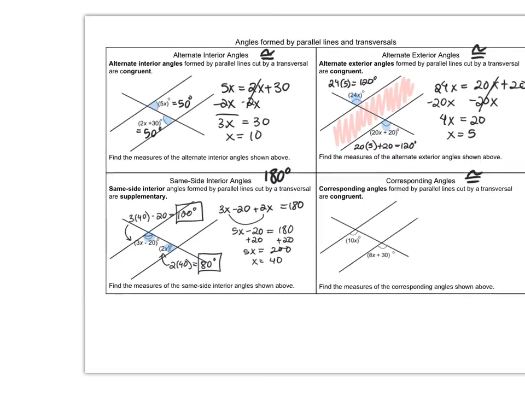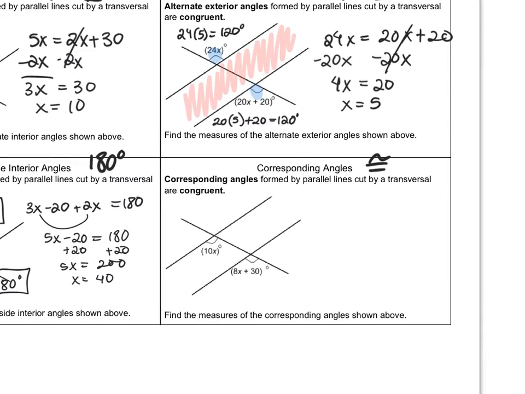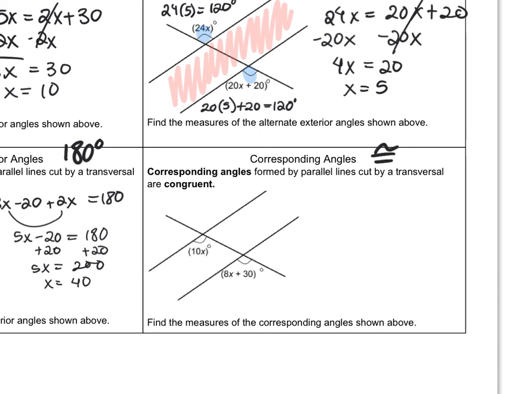Now let's look at our last relationship. That's corresponding angles. And once again, corresponding angles formed by parallel lines will be congruent. So what makes them corresponding? Well, it's that they are in the same relative position when looking at our two pairs of intersecting lines here. In this case, they're both on the bottom of the x, aren't they? That's what makes them corresponding. Well, since they're corresponding angles formed by parallel lines cut by a transversal, they're congruent, so their measures are equal. So we can write 10x equals 8x plus 30. Solving the equation, we find that x is equal to 15.